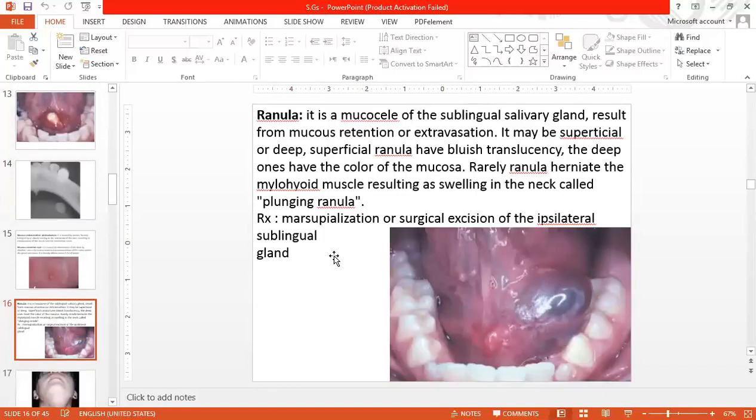While for the floor of the mouth, it may affect the sublingual salivary gland, causing what we call the ranula, which is a mucocele of the sublingual salivary gland from either extravasation or a mucus retention cyst that gives an appearance of a bluish transparency. Sometimes this ranula bulges intraorally into the floor of the mouth, and sometimes it perforates the muscle of the floor of the mouth, which is the mylohyoid muscle, causing what we call a plunging ranula, as in this case.